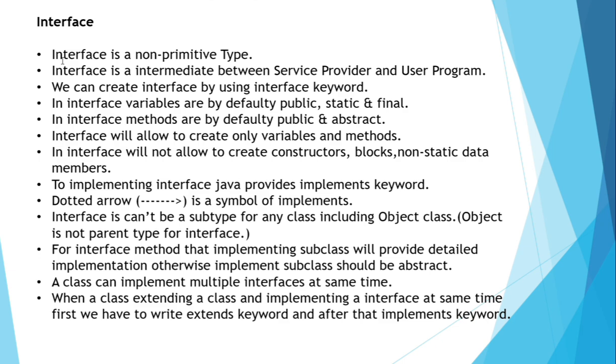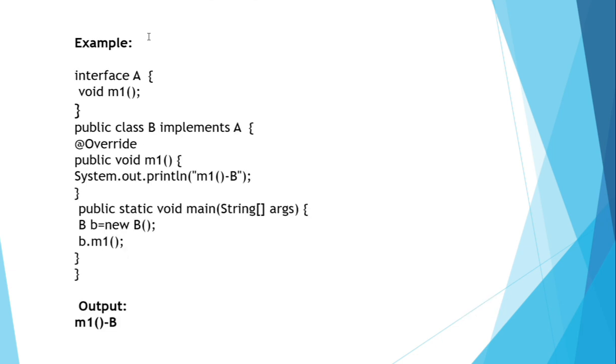By using interface, we can achieve full abstraction. Abstraction is nothing but hiding the implementation. To hide the implementation, we have to use the interface concept. By using interface, we can hide the implementation.